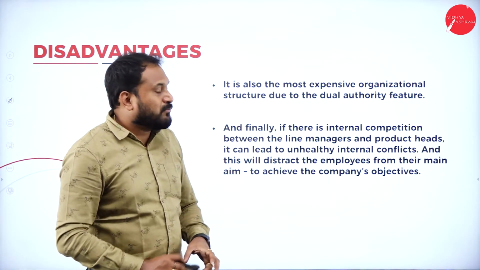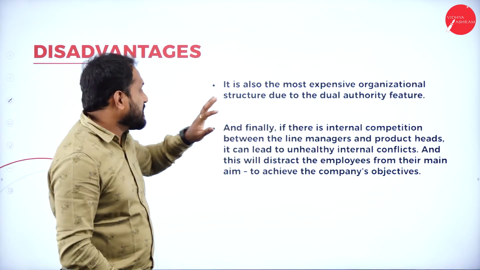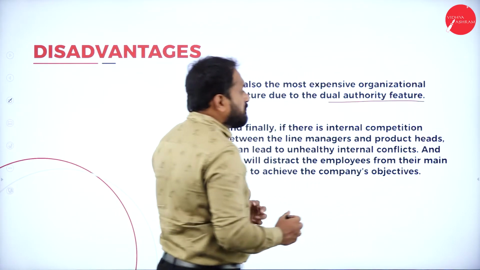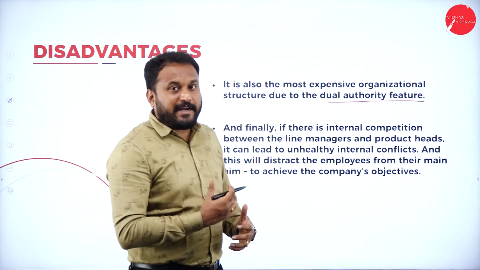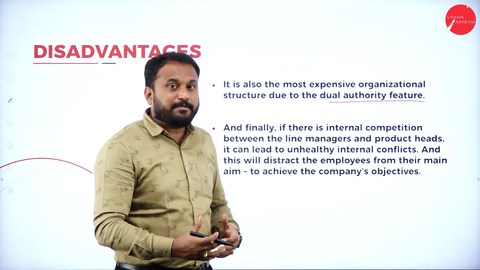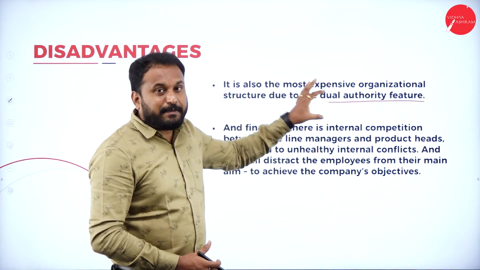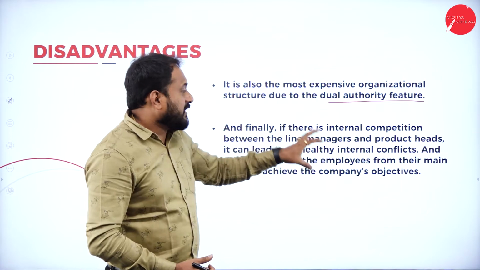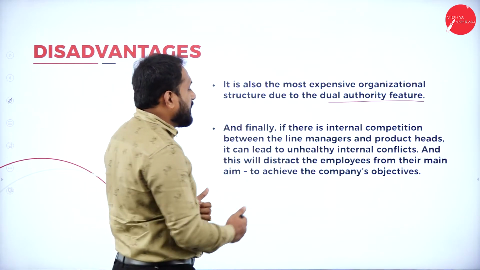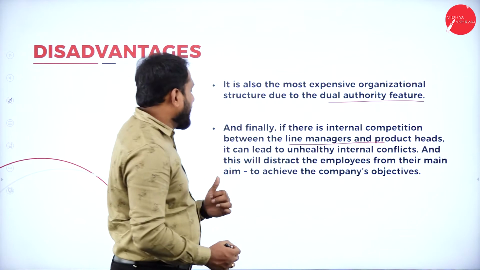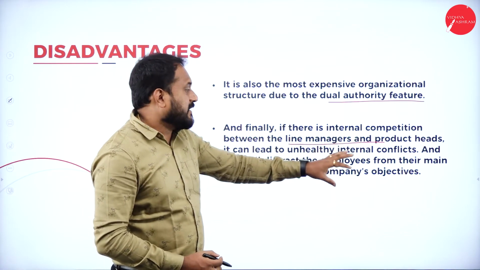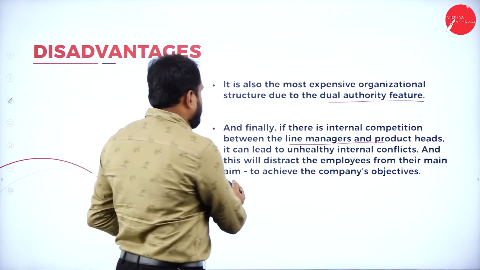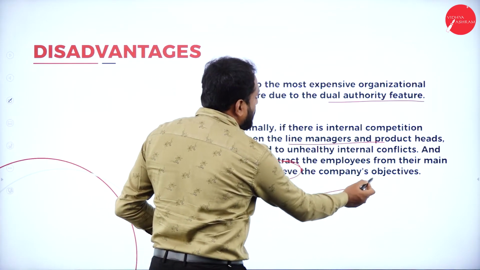Next is, it is also the most expensive organization structure due to the dual authority feature. Though, I'll tell you, you get more objectives done in the matrix structure, that is, you will get it very fast, but the problem here is it is most expensive because you have two heads in the same department. And finally, if there is internal competition between the line managers and the product heads, it can lead to unhealthy internal conflicts, and this will distract the employees from their main aim, that is to achieve the company's objective.